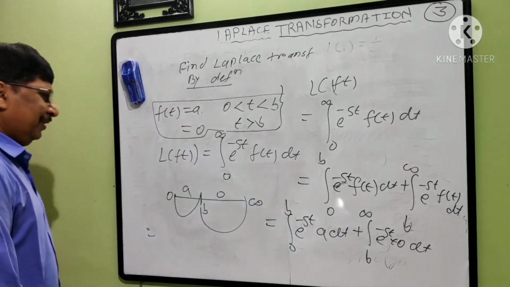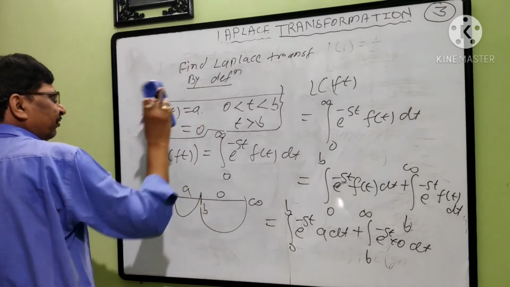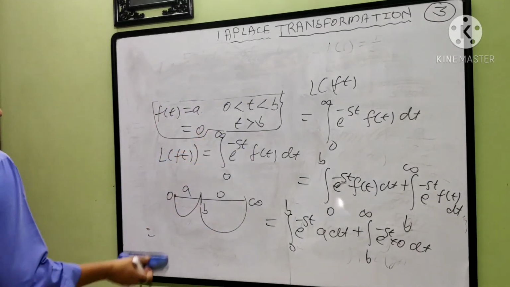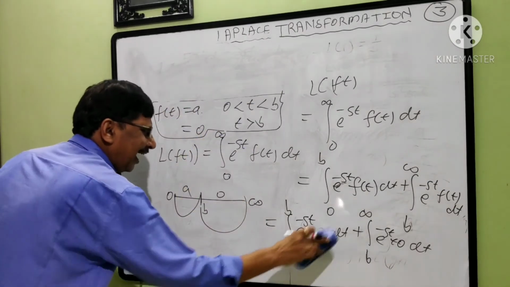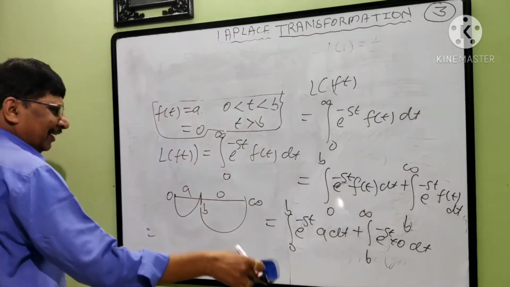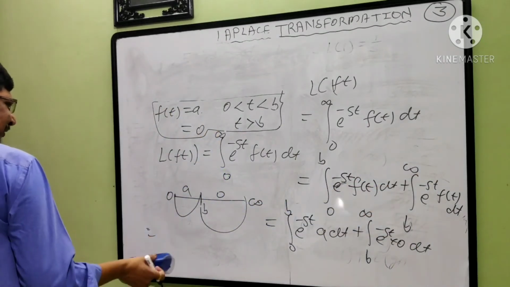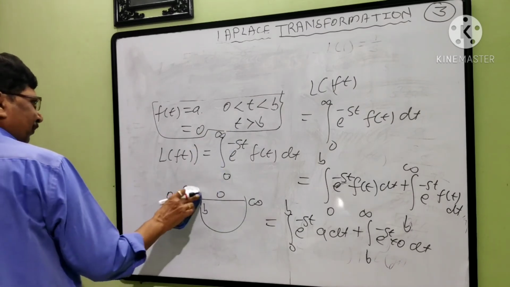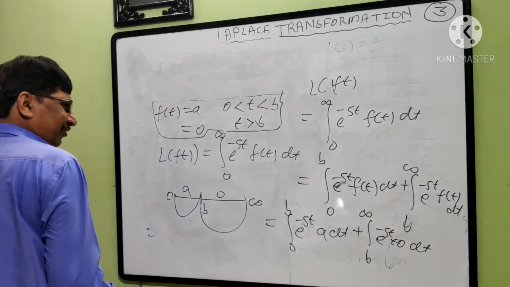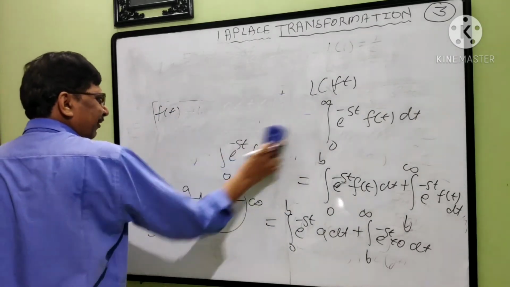Very simple. Note down this. From 0 to b is the definition, a. I have written the definition. And after that, from b to infinity it is 0. How did I divide the interval? 0 to b, I wrote the value e raised to minus st into f of t, where f of t is a, a constant of course, and after that it is 0. That's why it is a very simple sum.